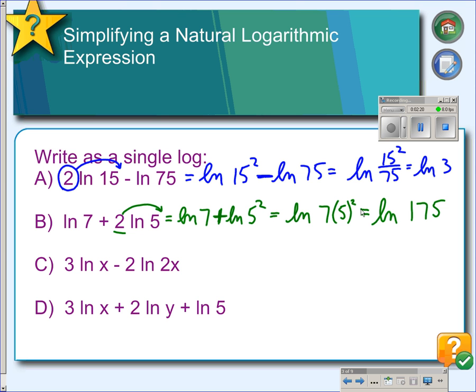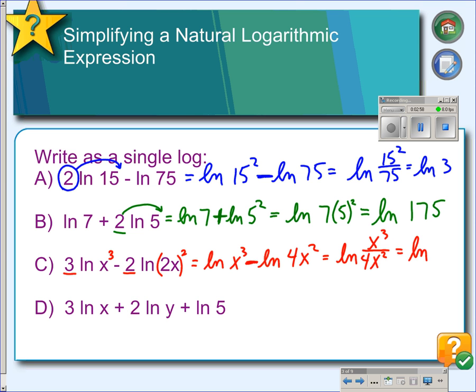Okay, in our next example, we have variables, but again, we have the coefficient, which we're going to turn into an exponent. We have another coefficient here, which turns into an exponent, but the exponent goes to both the 2 and the x. So now we have natural log of x cubed minus natural log of 4x squared. The subtraction again turns into division, so we have natural log of x cubed divided by 4x squared. Simplifying the x's, we get natural log of x over 4.